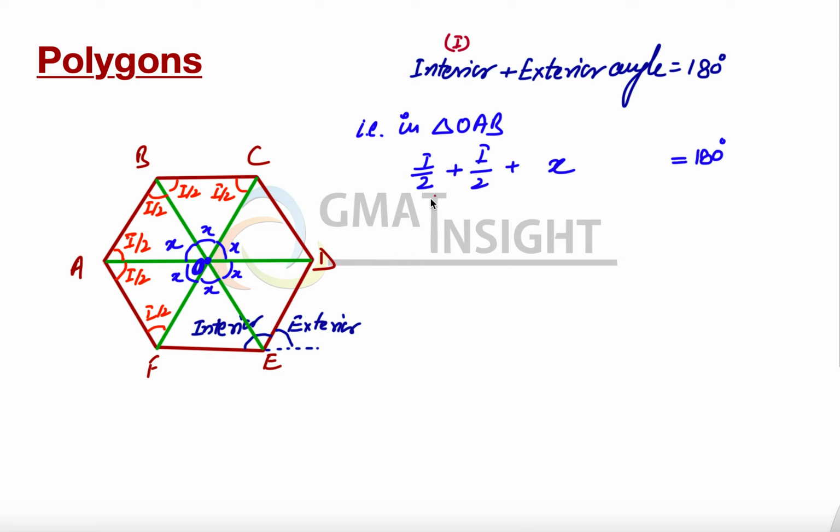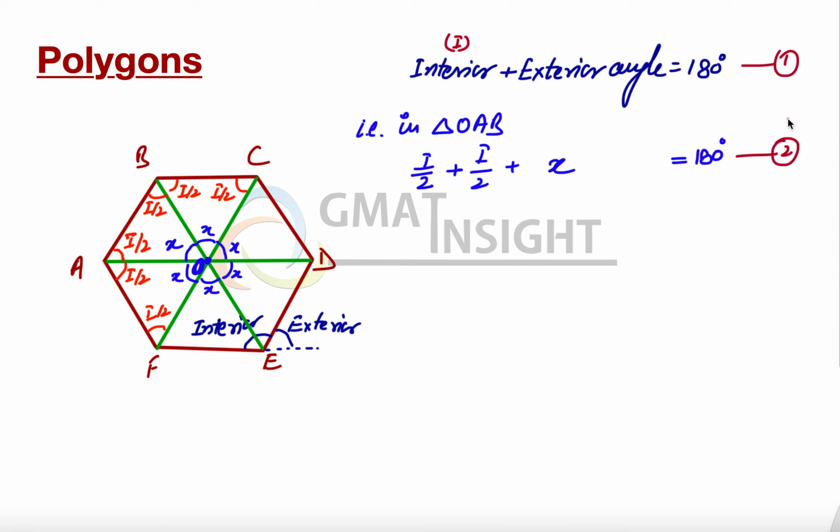So now the relationship that we have is that in this triangle OAB, the sum of the three angles should be 180 degrees. So I by 2 plus I by 2 plus x should be equal to 180 degrees. Now we have these two equations to compare. Let's call it equation number 1 and let's call it equation number 2.